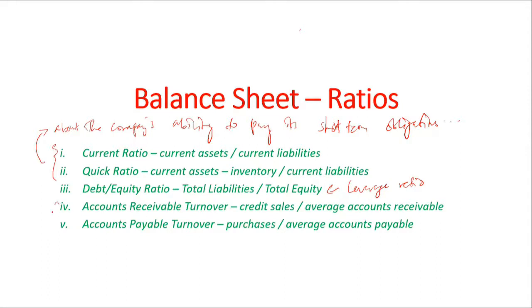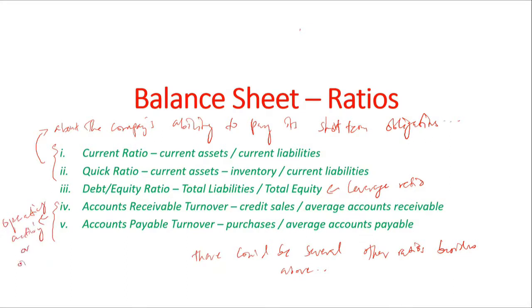The other two ratios could be accounts receivable turnover and accounts payable turnover. And there could be several other ratios besides the above. These two ratios, more specifically, are related to operating activity or operating performance. And the formulas are here for you. These are all the formulas. So you can always look at a company's balance sheet and then calculate these ratios.